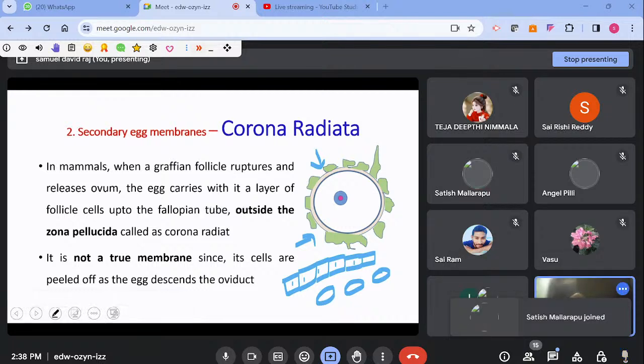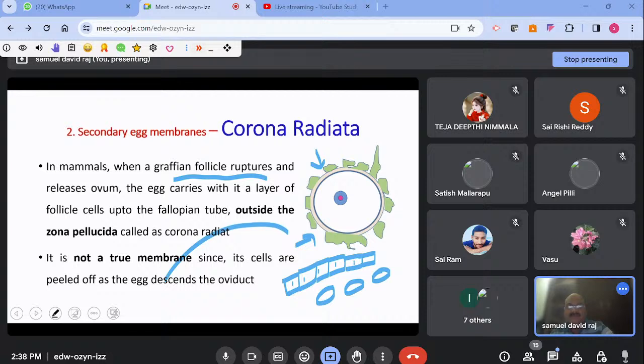So in mammals, when a Graafian follicle ruptures and releases the ovum, you know that, no? So this is the ovary, this is the Graafian follicle, and there is the ovum. So the Graafian follicle ruptures and the ovum is released. As the ovum is released, what is present around the ovum? Follicular epithelial cells are present.